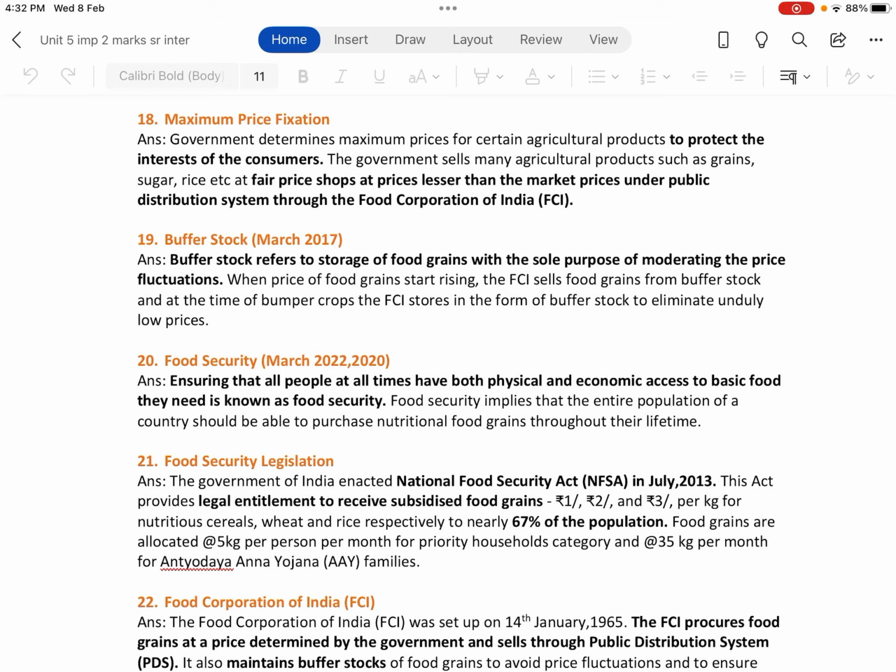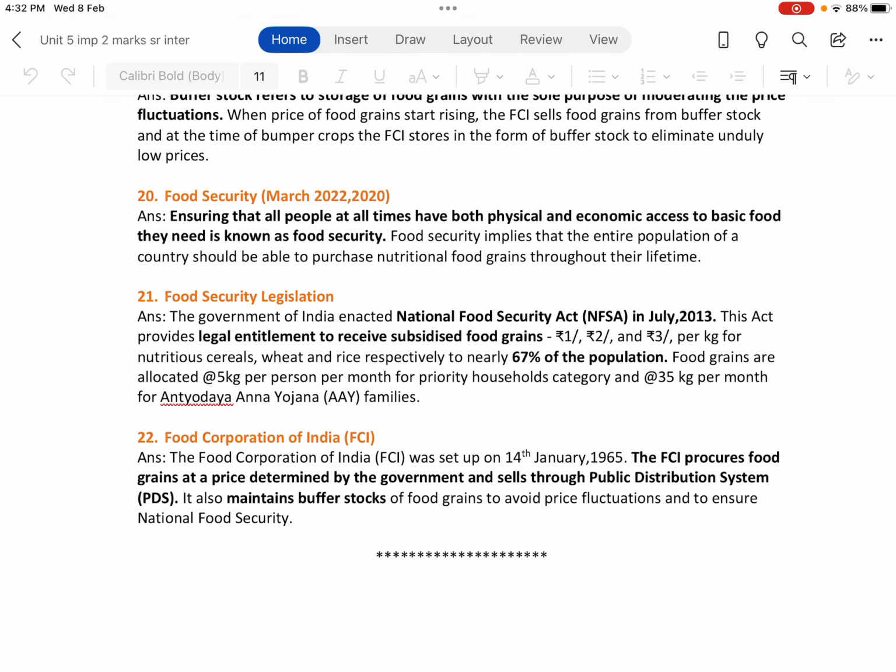So to put it very simply, all the people at all times should be able to purchase the food grains they have to consume, that is nutritional food grains, throughout their lifetime. So if that is there in a particular country, then that country is said to be having food security for its population. So food security implies that the entire population of a country should be able to purchase nutritional food grains throughout their lifetime. Then 21st question, food security legislation.